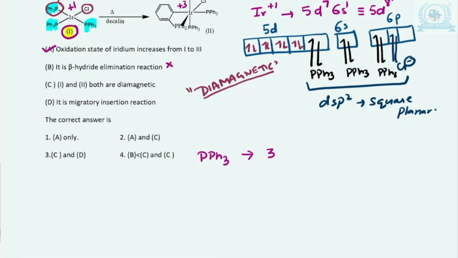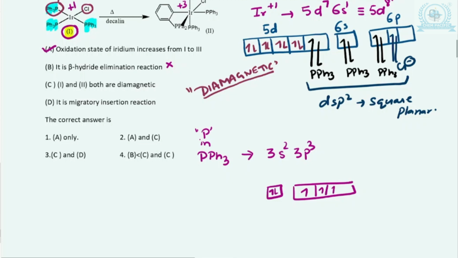Electronic configuration of phosphorus in PPh3: it is 3s2, 3p3. This results in the formation of sigma bonds with the three substituents, and there is only the availability of a lone pair of electrons, consisting of 2 electrons, and that is why PPh3 is a 2-electron donating species.